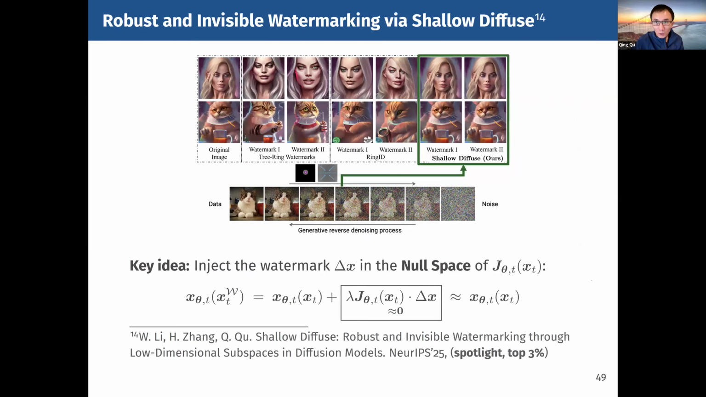And moreover, we can also leverage this idea to do watermarking, right? If we know that the Jacobian is low rank, actually we can leverage the large null space of the Jacobian to do invisible watermarking of your diffusion models at intermediate noise levels.